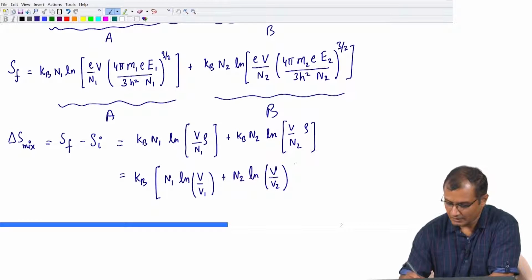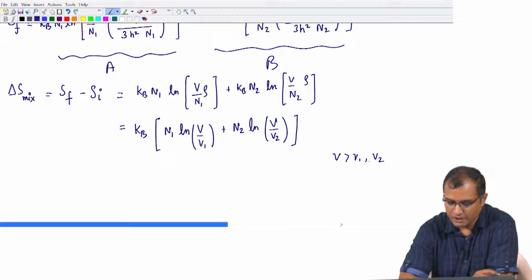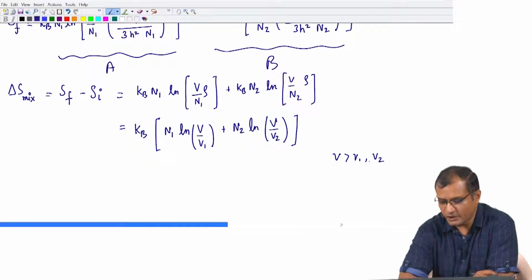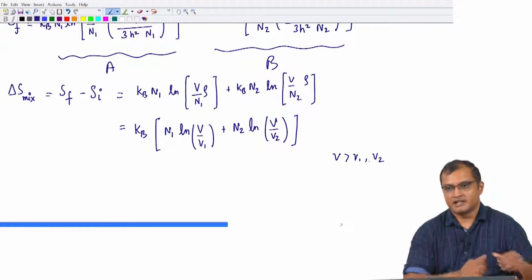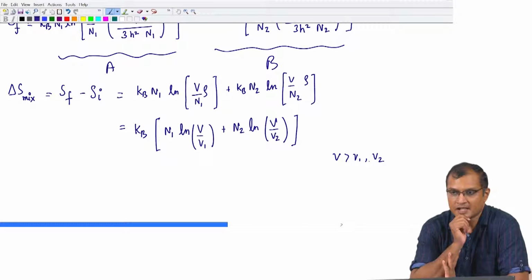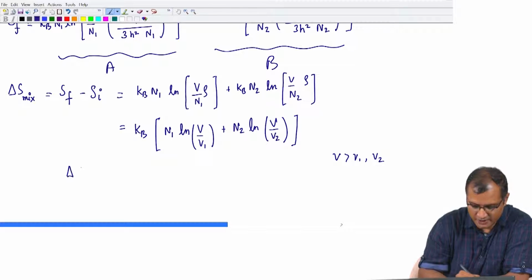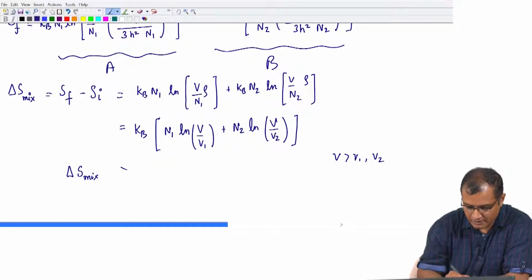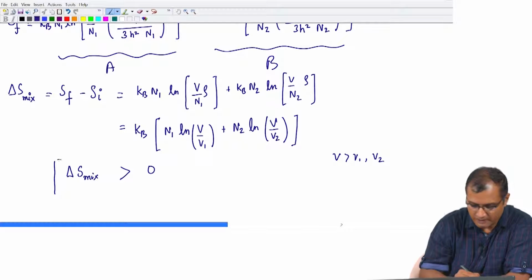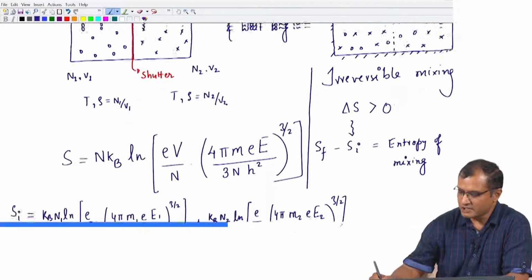okay. And as you can tell that v is greater than v1 and v2, v over v1 is a number greater than 1, which means logarithm of v over v1 and v over v2 is greater than 0. So, SF minus SI is a positive quantity. So, what we ended up showing is that delta S mixing is a positive quantity, and it should be, because my final configuration is a state of irreversible mixing.